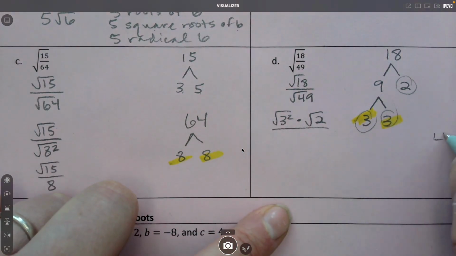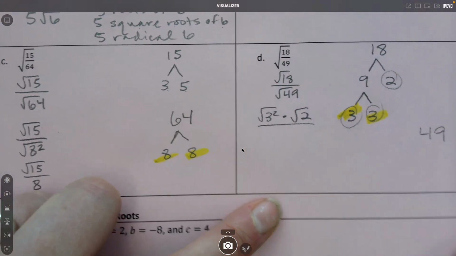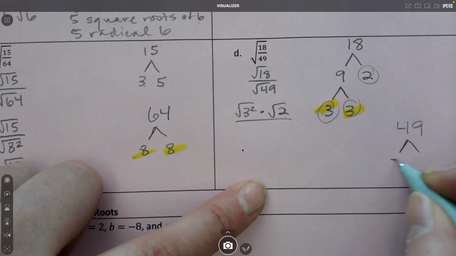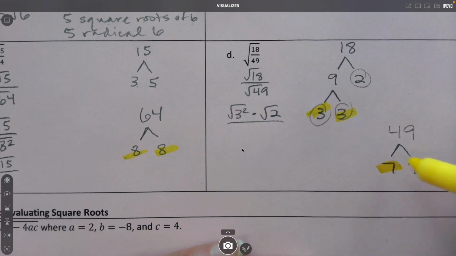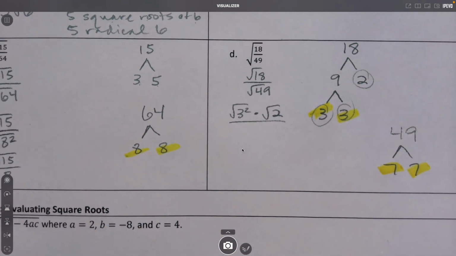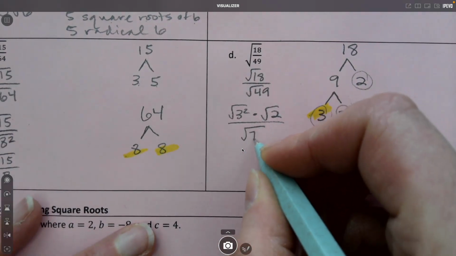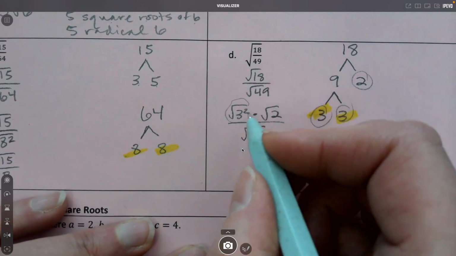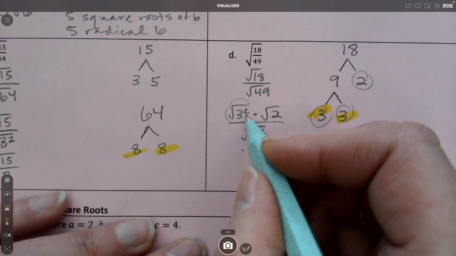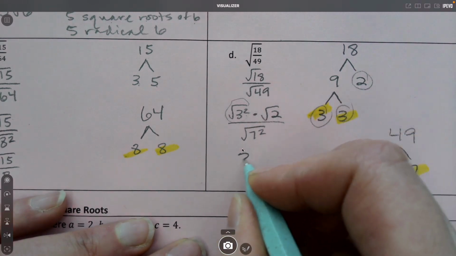All right, for 49, hopefully I recognize that off my list of perfect squares yesterday as well. 49 is 7 times 7. Those are both the same. So I can write it as square root of 7 squared. Now I'm going to take my square roots. I can take the square root of a 3 squared. My root and my square are just going to make a whole number 3.